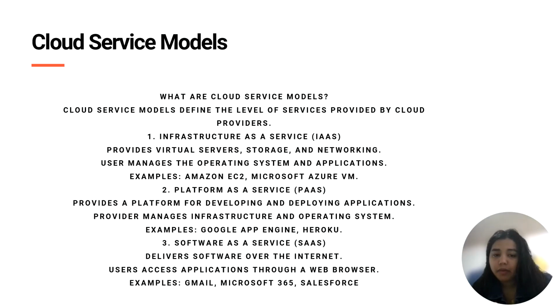The second model is platform as a service, or PaaS. It provides a platform where developers can build, test, and deploy applications without worrying about the underlying infrastructure. Examples: Google App Engine and Heroku. The third model is software as a service, or SaaS. It delivers software over the internet. Users can access applications through a web browser without installing them. Examples include Gmail, Microsoft 365, and Salesforce.